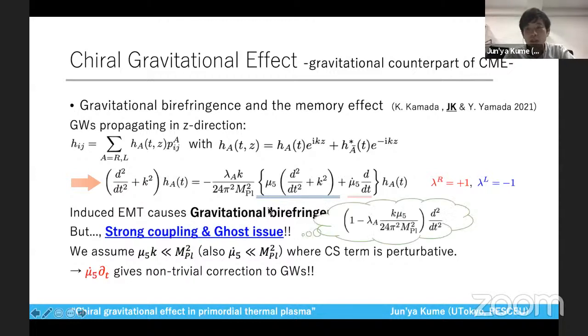But this is a general issue for the gravitational Chern-Simons term. This part contributes to the kinetic term of the graviton. So there is a strong coupling and ghost issue for a quite high momentum region. To avoid such a dangerous region, we respect the parameter region like this, and we treat the CS term perturbatively. With this treatment, this mu5 dot gives a non-trivial correction because it changes the dispersion relation.